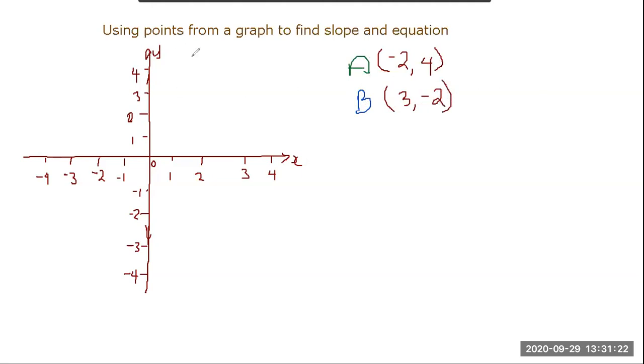Okay, so now I'm going to go on my graph and I'm going to look where those points are. So the first one says -2, 4. So I'm going to find where -2, 4 would be, which is right here. That's where -2, 4 would be, and that's point A. I'm going to label it point A, right? Then my next point says 3, -2, which is about here. So 3 is the x value and -2 is the y value, okay? I'm going to say this is B.